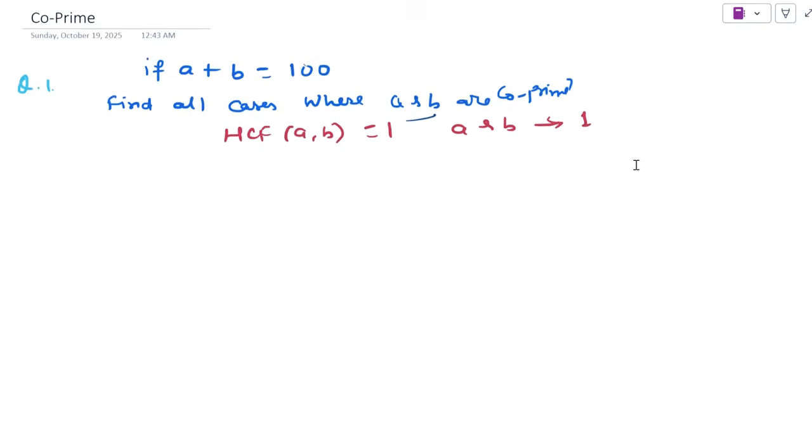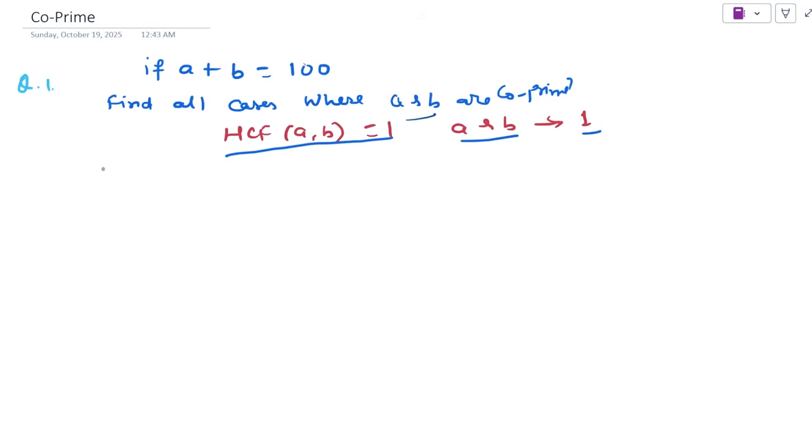We will solve this question today. We have been given that a plus b is equal to 100. We have also been given that a and b are coprime. What does it mean? It simply means the HCF of a and b is equal to 1, and a and b have no other factor common other than 1.